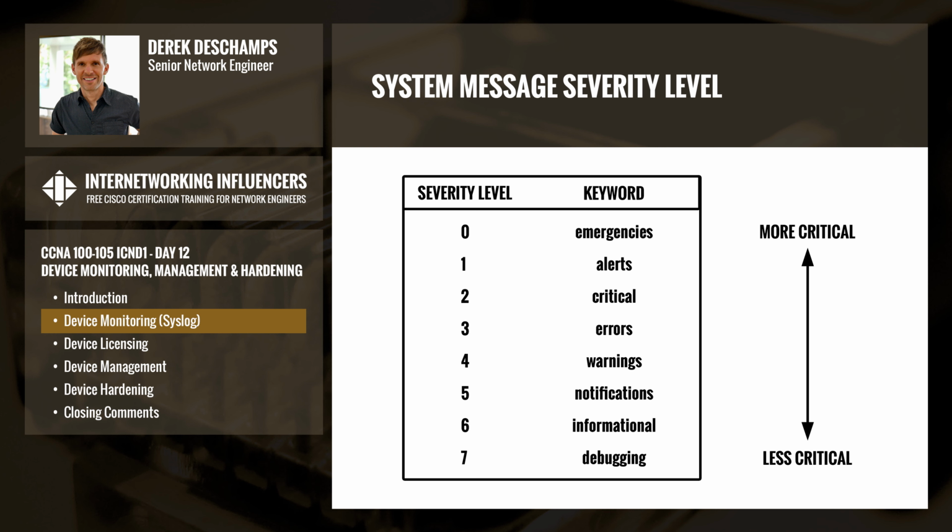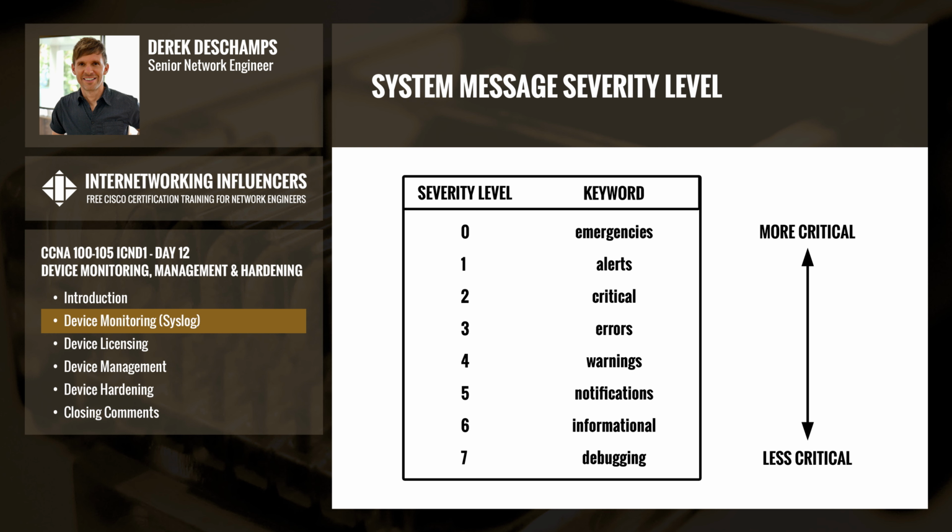System messages are classified based on their severity level. Each severity level is assigned both a numeric value and a keyword, which can be referenced when entering Cisco IOS commands. The severity level indicates how critical the message is. The higher the severity level, the less critical the message.